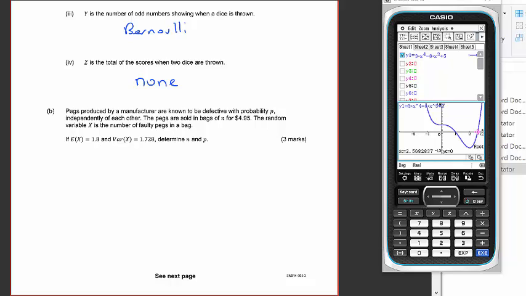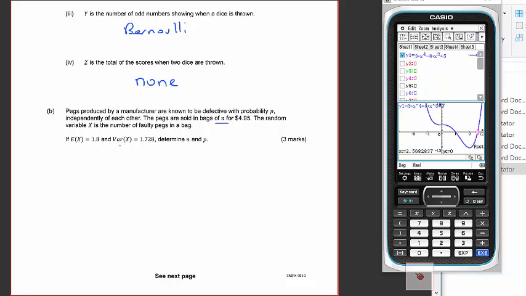Pegs produced by a manufacturer are known to be defective with the probability p independently of each other. The pegs are sold in bags of n for $4.95. I suspect that that's going to be irrelevant. The random variable X is the number of defective pegs in a bag. So this is binomial. We've got a fixed number of trials, although we don't know what it is, and we've got a constant probability of success.